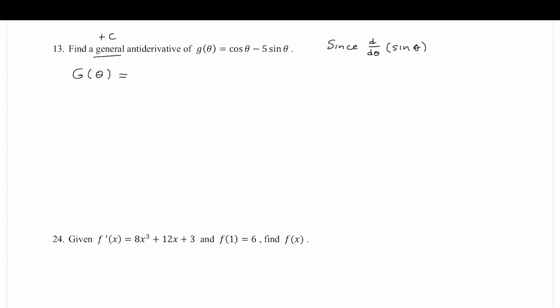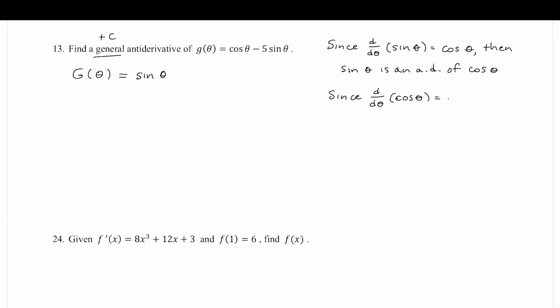So we know, since the derivative of sine theta is cos theta, that means sine theta is an antiderivative of cos theta. So for this first term, I can put in sine theta as the antiderivative. Okay, and then I need to know whose derivative would be negative 5 sine theta. And again, the 5 is a constant multiple, so I can carry that along.